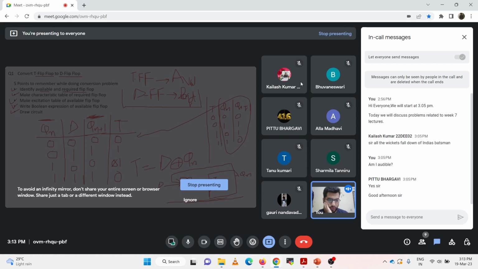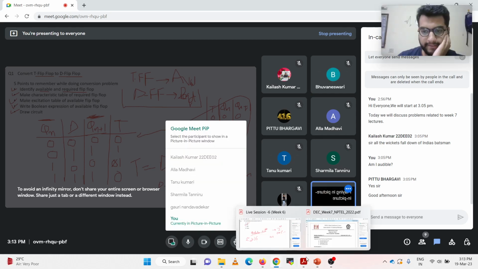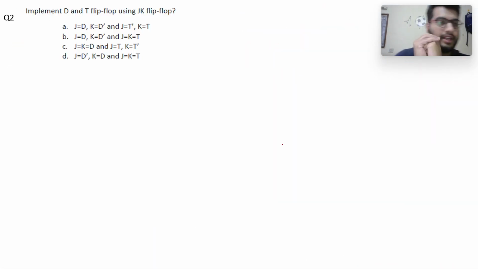Question number 2, let me just check the question. Question number 2 asks us to implement D and T flip-flops using a JK flip-flop. It's another conversion problem, and this time it's an MCQ question. So we have to find the conversion of D and T flip-flop using JK flip-flop. Again, let's remember the 5 points. What was point 1? Point 1 was to find the required and available flip-flop.